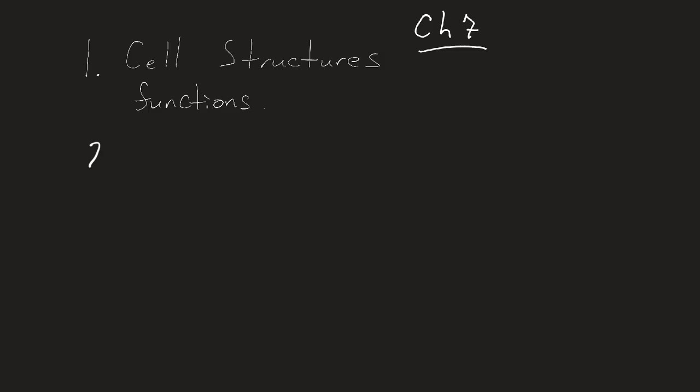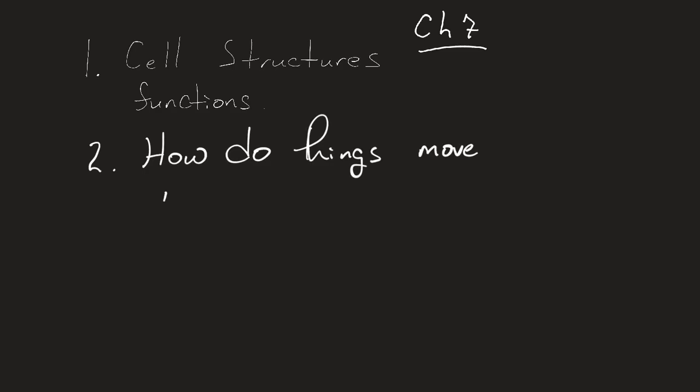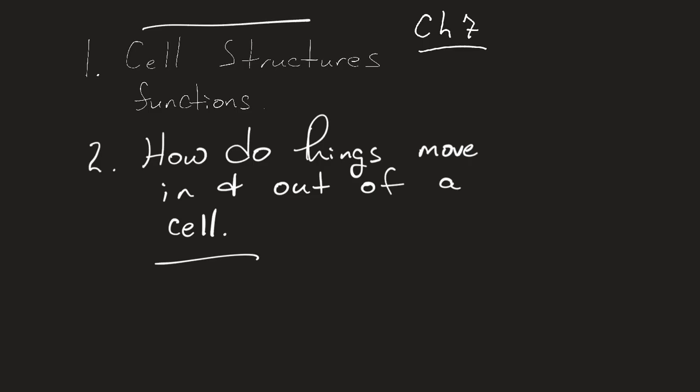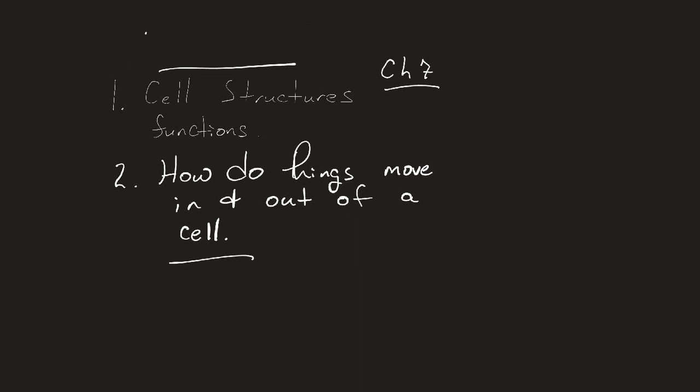So the second thing, and it's really just a subunit of structure and function, is how do things move in and out of a cell. So those are two major objectives, and there's a lot to learn in order to understand these two major, well, let's call them goals. Big, broad goals. These are our goals at the end of the unit. Your goal is to make sure you understand these two things.